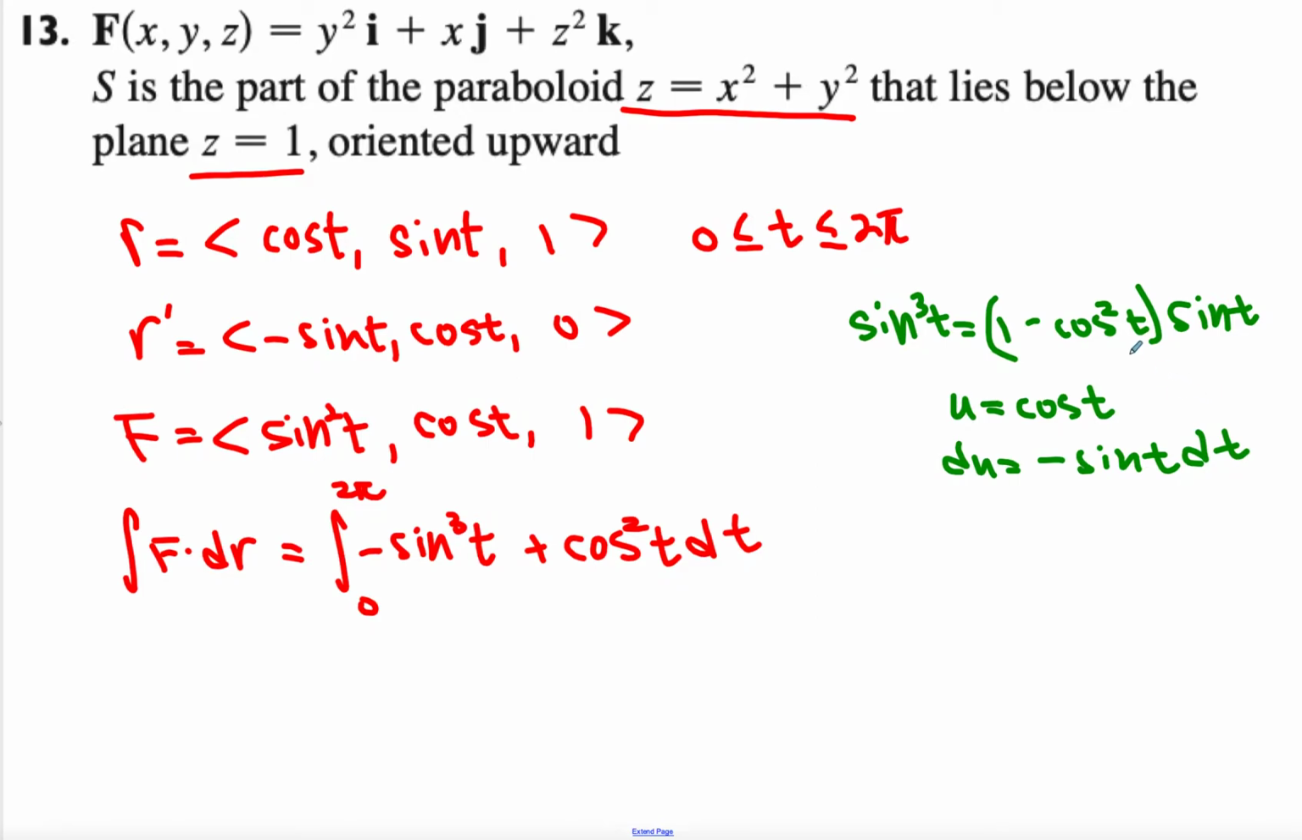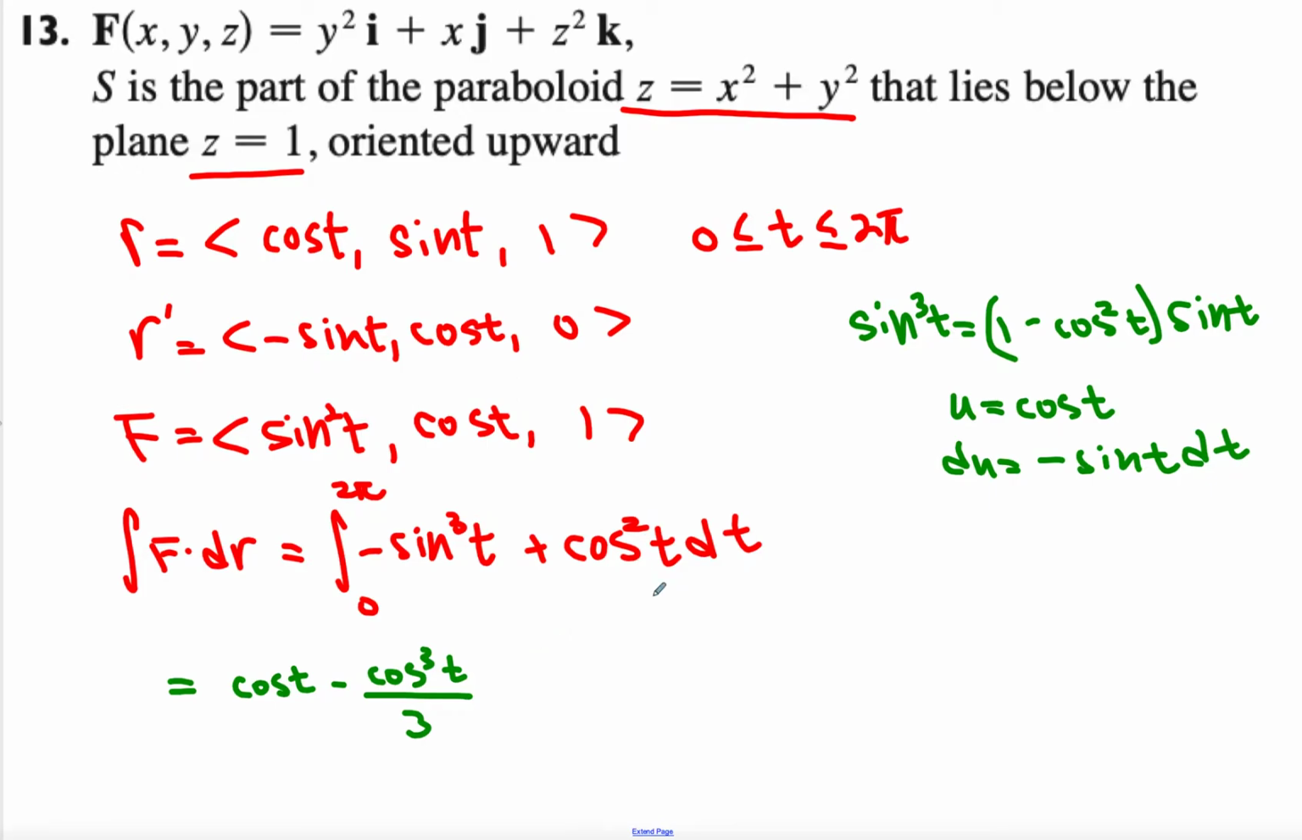Then for the first component, when I integrate, the first one is 1, so it becomes u, which is cosine t. And then this one becomes u cubed over 3, so that means minus cosine cubed t over 3. That's what I end up getting.